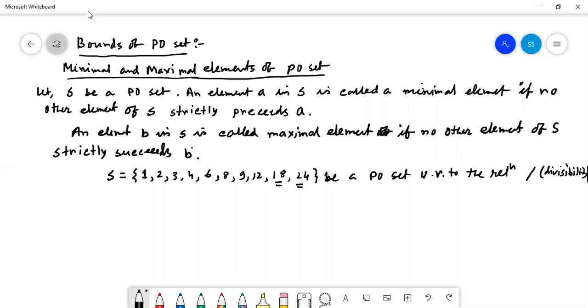If any POSET has only an upper bound, then it is called upper bounded. If only a lower bound, then it is called lower bounded. If any POSET is bounded below as well as bounded above, then it is called a bounded POSET. In this case, it is a bounded POSET, because the lower bound is 1 and there are two upper bounds, 18 and 24. So we can say this set is bounded.